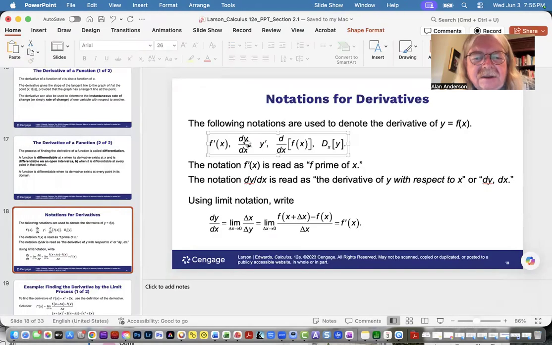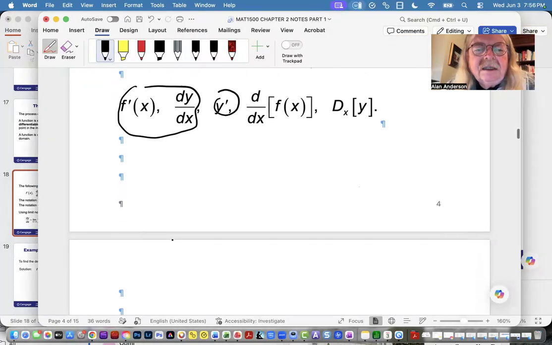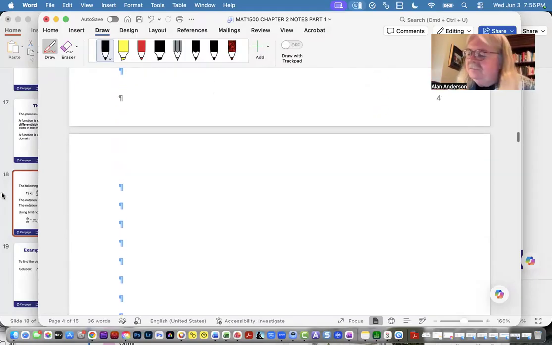Okay, so what we're going to do is an example. By the way, there's an example in the slides, but it's such a mess that I think I'm going to substitute my own example right here.